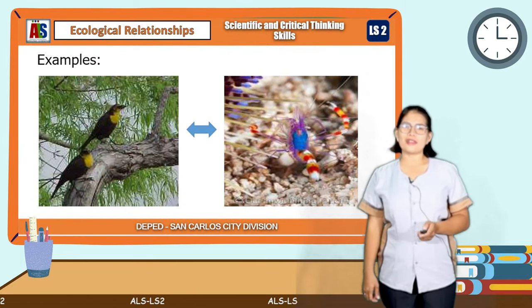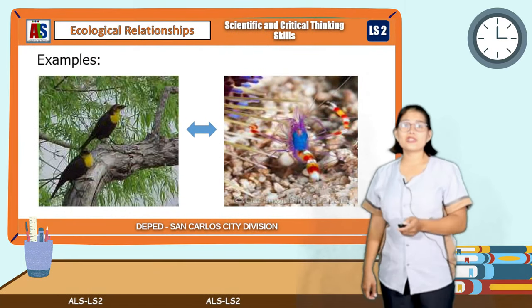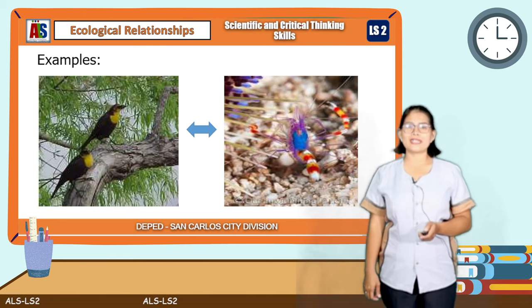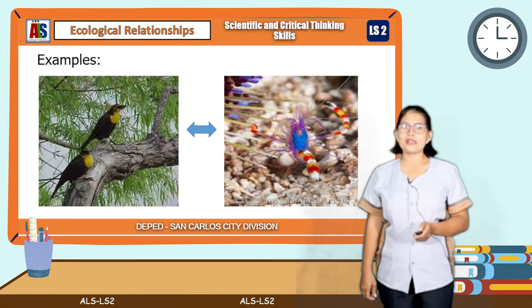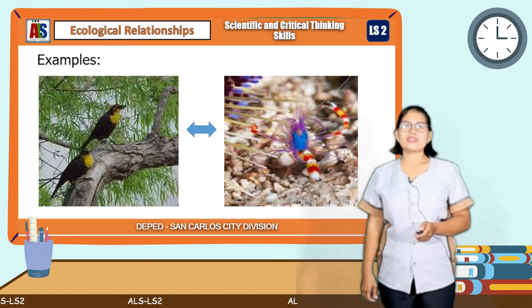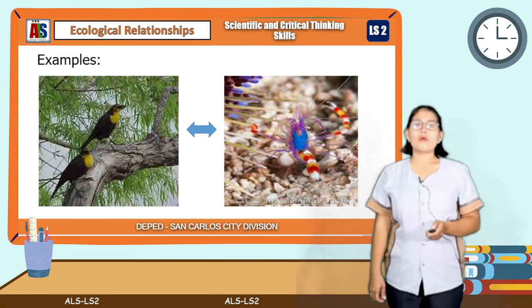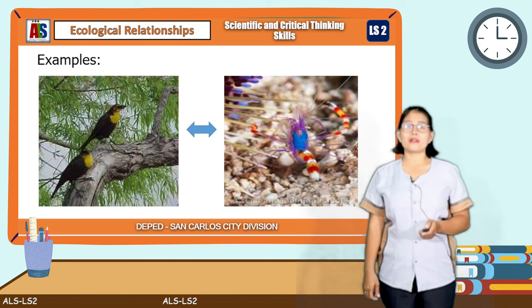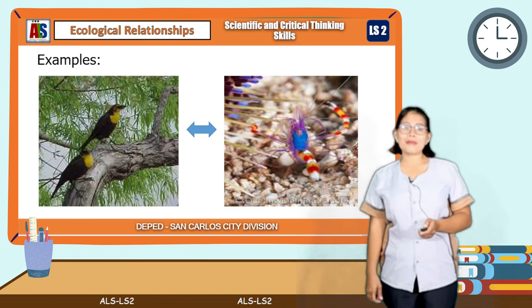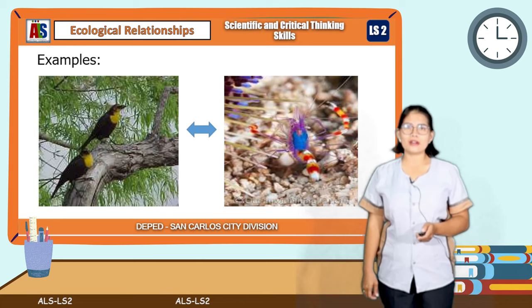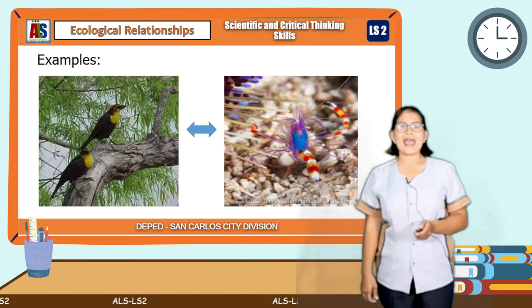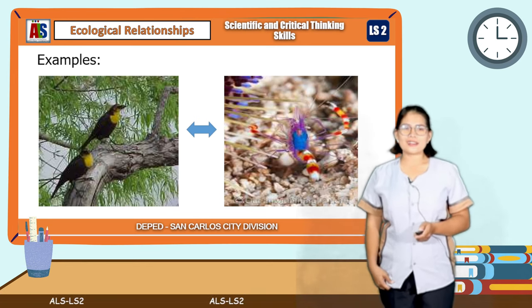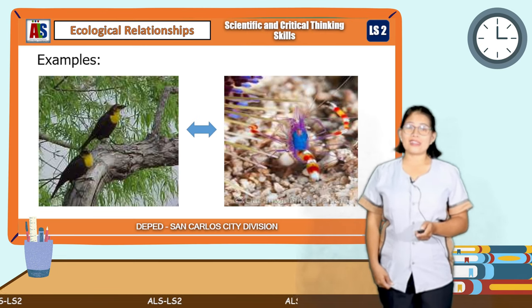Another example. In the first picture, there are birds in the tree. The tree is the shelter for birds. However, the tree is not getting anything in return. In the second picture, we can see the shrimp hiding in the corals. The shrimp hides in the coral so predators cannot see it. However, the coral is not getting anything in return.